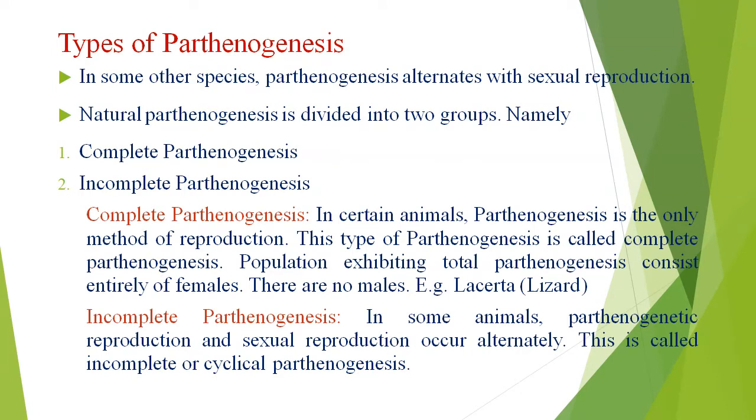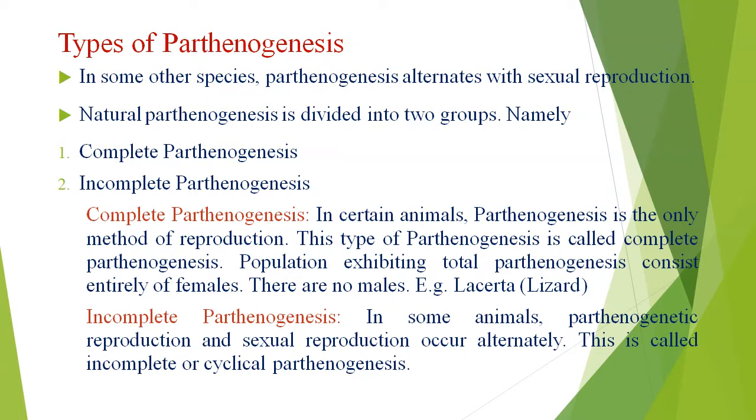How can we differentiate the groups of parthenogenesis? In some of the species, you can see parthenogenesis alternates with sexual reproduction. Natural parthenogenesis is divided again into two groups, complete and incomplete. When we talk about complete parthenogenesis, in certain animals parthenogenesis is the only method of reproduction. This type of parthenogenesis is called complete parthenogenesis.